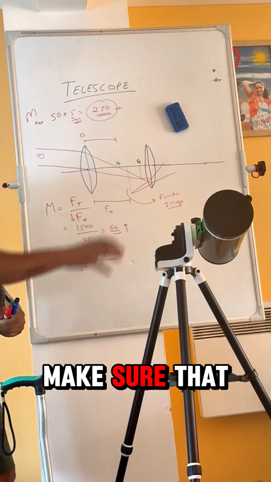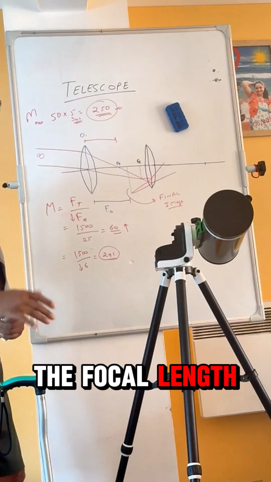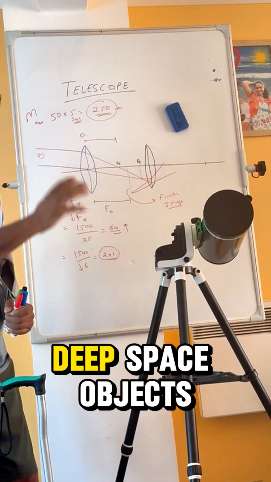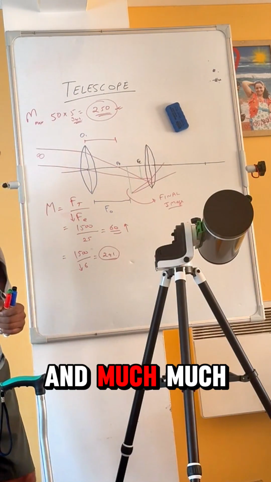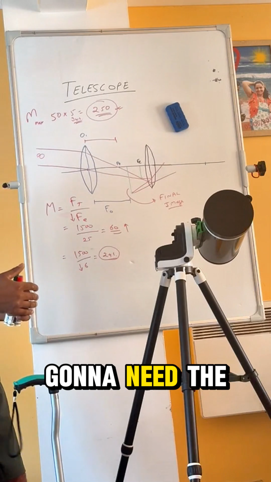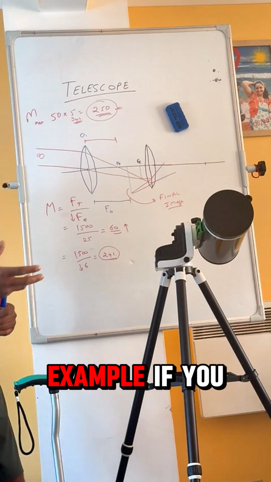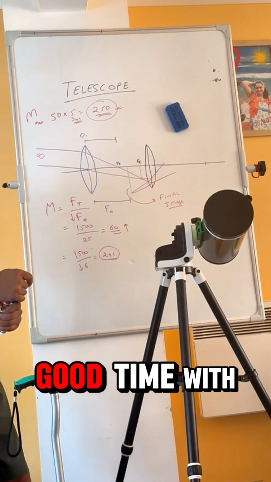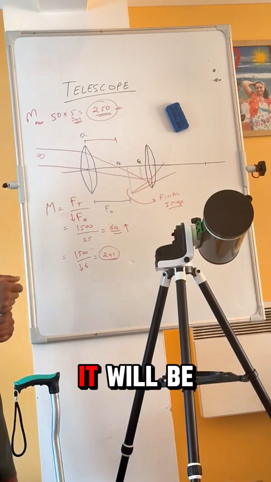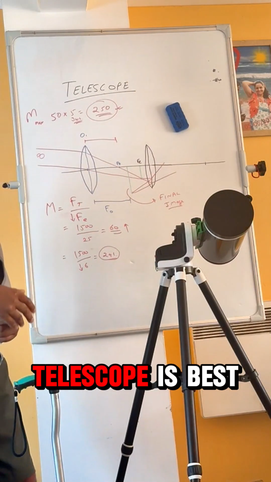So you have to make sure what the maximum magnification of the telescope you're going to buy is, and what the focal length of the telescope is. Then you can work out what you want to see, whether you will be able to see it or not. For example, if you want to see deep space objects like nebulas, objects that are out of the solar system, then yes, you're going to need a wider telescope with a big aperture and a large focal length. But if you just want some fun and a good time with friends doing some stargazing, then you don't have to spend that much money, and with this calculation, I hope it will be very clear for you guys which telescope is best for you.